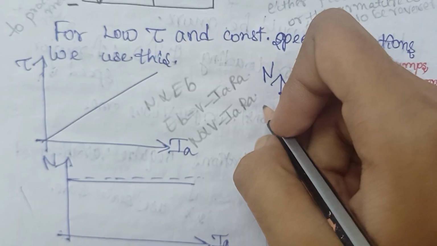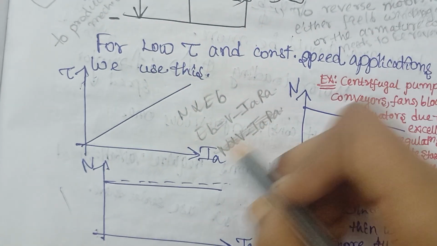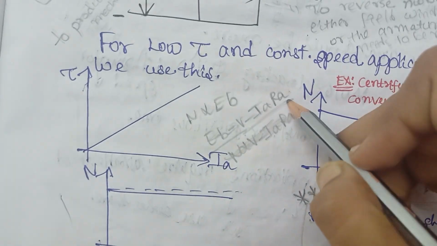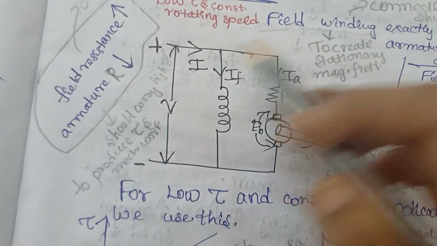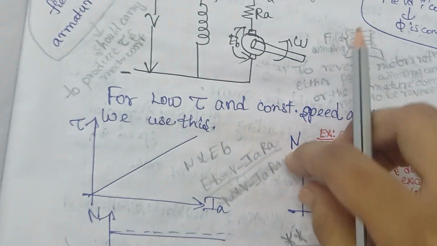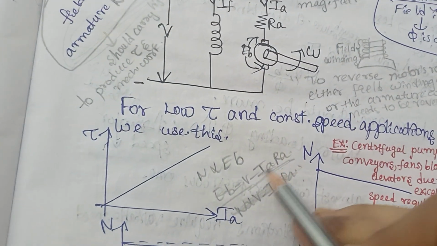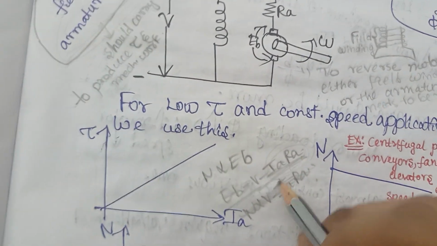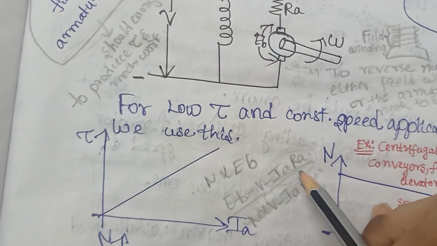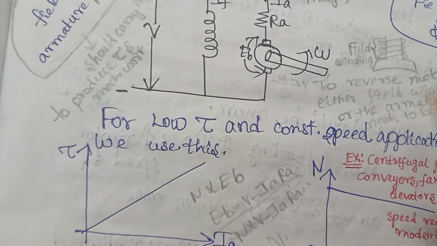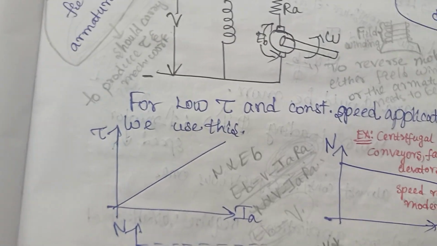Or else you can simply remove this step. We know that Eb is equal to V minus Ia Ra, right? And here we have chosen the armature resistance to be a very small quantity. So if you multiply anything with a minute quantity, it will also become minute, right? So you can neglect this term totally. Okay, so your Eb will be equal to V. That means your speed will also become constant.